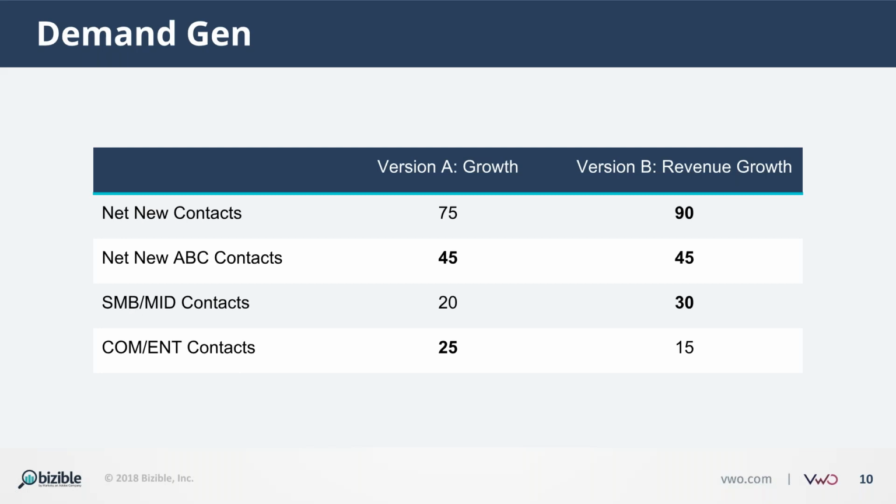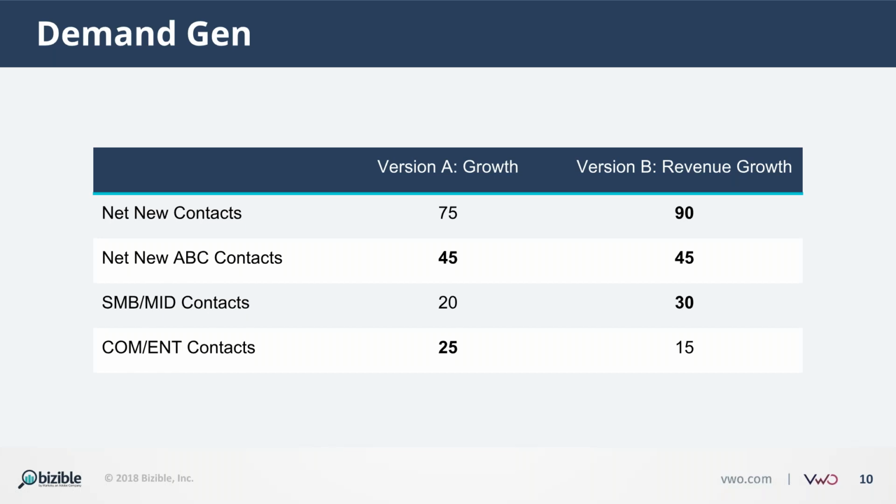And these are your demand gen metrics. We're looking at net new contacts, and you can also narrow it down to your MQLs or your graded contacts. And then we can layer on segments. So here we looked at our smaller prospects, so SMB and mid versus commercial and enterprise. We can see that version B resonated more with our smaller companies, and version A resonated more and generated more net new contacts in the commercial and enterprise segment.